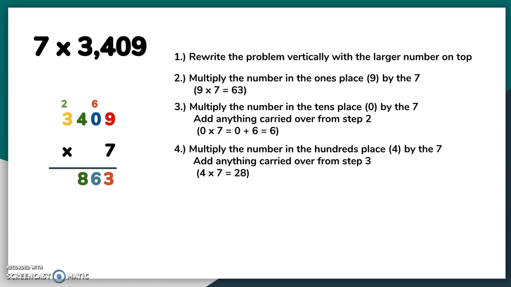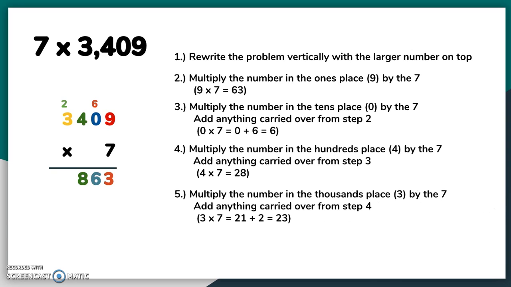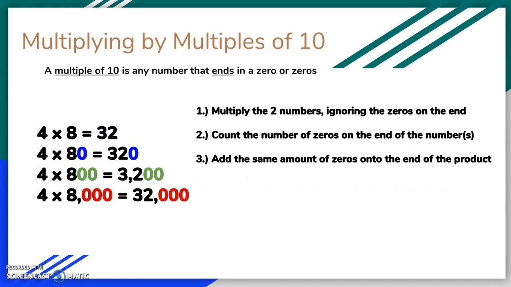And then in this case, because I have a number in the thousands place, I have to multiply the number in the thousands place, the 3, by the 7. And again, I'm going to have to add anything that I carried over. So 3 times 7 is 21, and 21 plus 2 is 23. So my answer for 7 times 3,409 is 23,863. Okay. Now we're going to take a look at how to multiply by a multiple of 10.